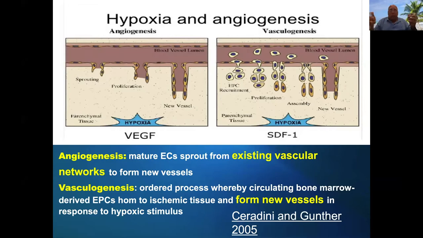Now, what's the practicality of this? Well, if you have an area in the body that you're treating that already has some vessels to it, you probably will do fine by just using a PRP, which is very rich in VEGF, but really not so high in SDF1, okay?